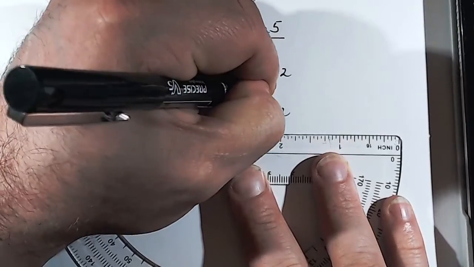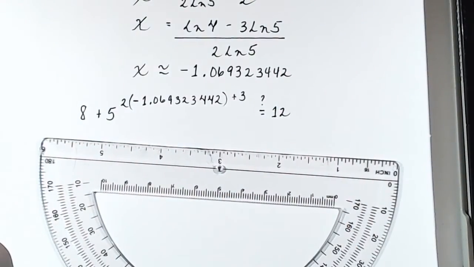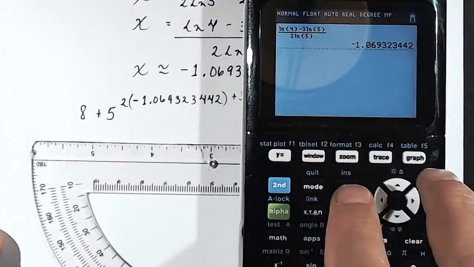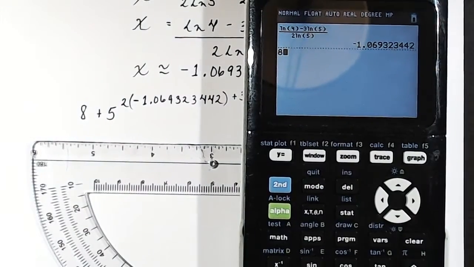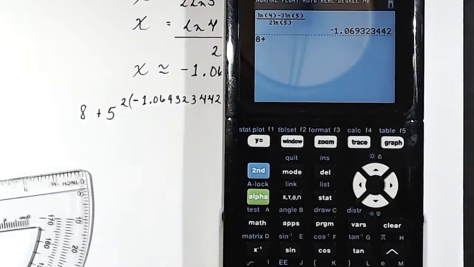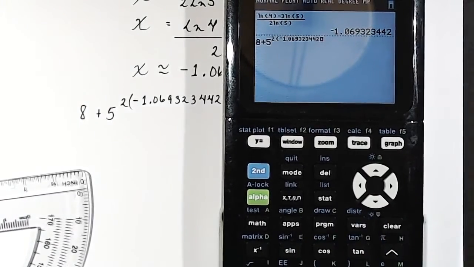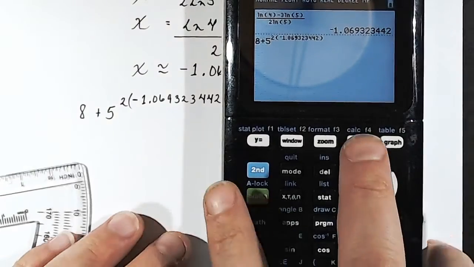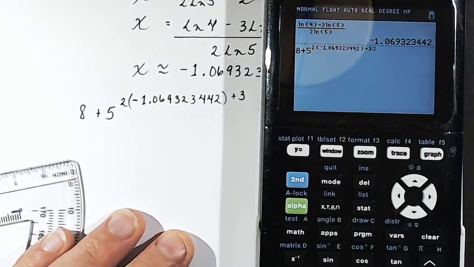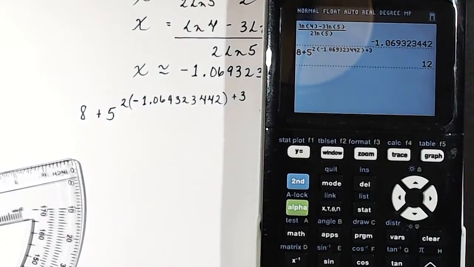All right, so the question is, does it? Well, we go to our calculator, we can type 8 plus 5 raised to the power of 2, open parentheses, and I can grab all of that, close parentheses, plus 3, and we see that it equals 12.